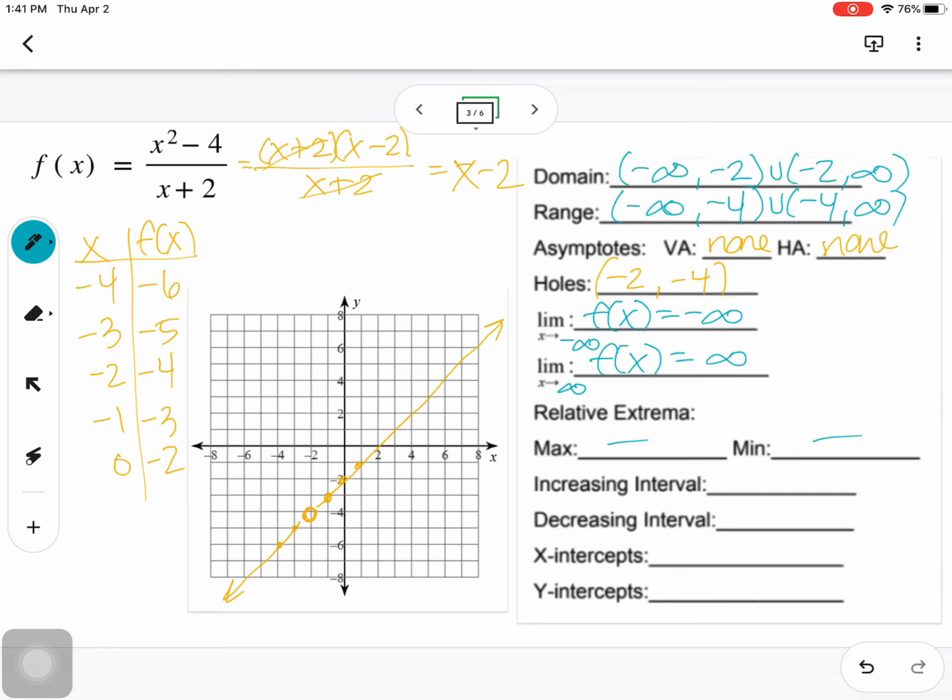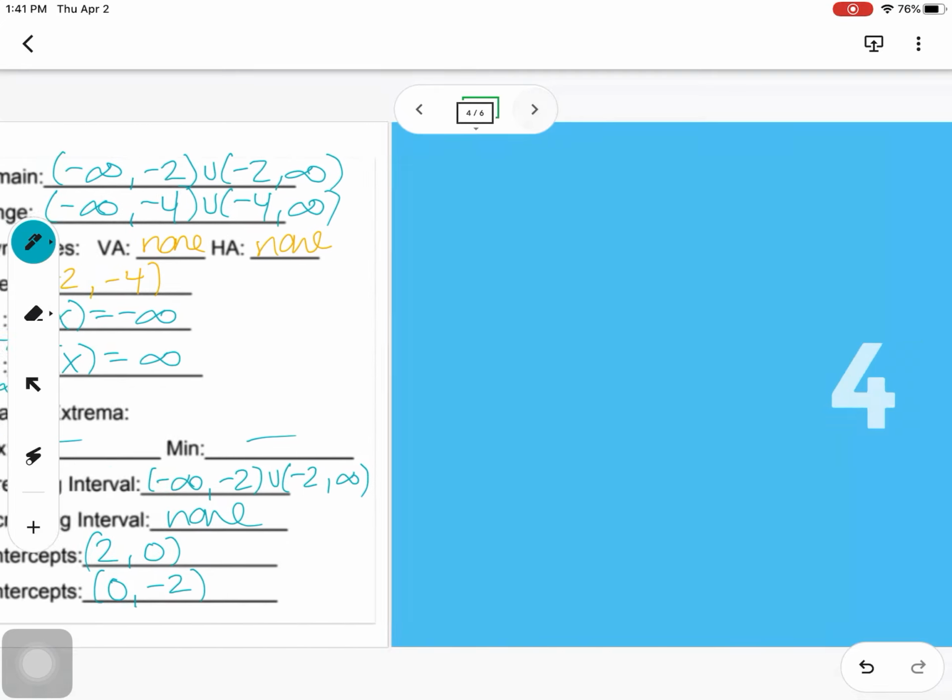I do not have a max or a min. This one is only going up. So it's going to be negative infinity to negative 2, negative 2 to infinity. And then we're just looking at our graph. Our x-intercept, you can see right here, is at 2, 0. And my y-intercept is at 0, negative 2. Again, if you couldn't see your x-intercept, you would set it equal to 0. So I would do x minus 2 equals 0 and get it. If you couldn't see your y-intercept, you would just plug it in, but we already did that.